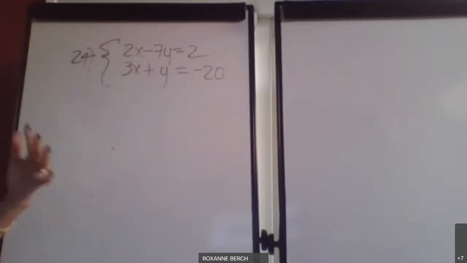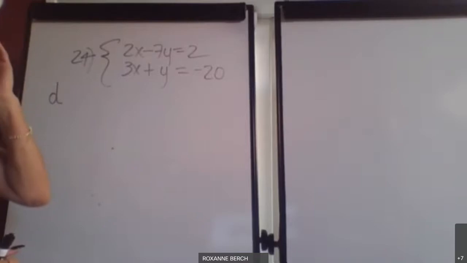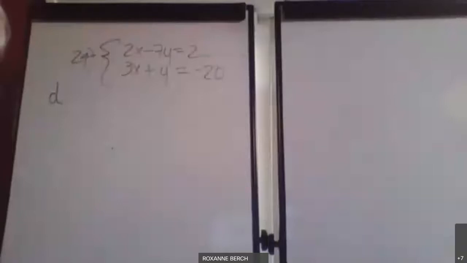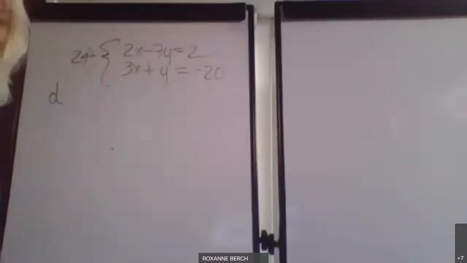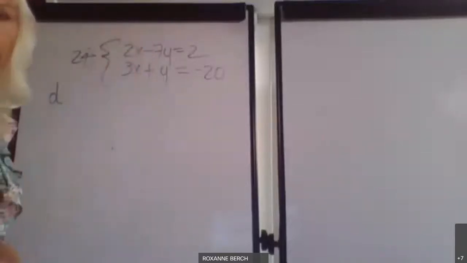So tell me what you think you're going to do on this. You're going to find a common number that the x or y multiply to. Right. So do you think you want to get rid of the x or the y? Which one looks easier? The y. Okay, it's the y, and the reason is that if we multiply this equation by 7, we're going to be able to add and eliminate the y's.